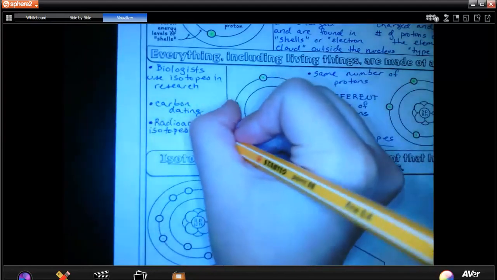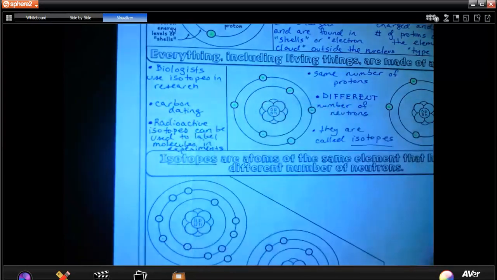Radioactive isotopes can also be used. It's hard to talk and write because you're trying to use 2 different language centers in your brain. Can be used to label molecules in experiments. And if you have room to write in experiments, then go ahead and jot that down. And we're going to see that a lot more when we talk about it in our 4th unit.